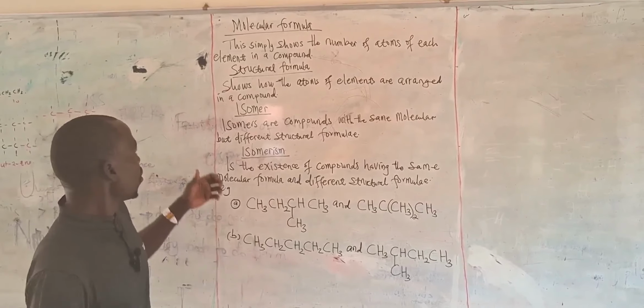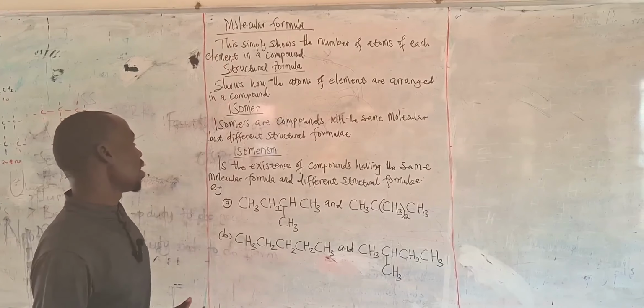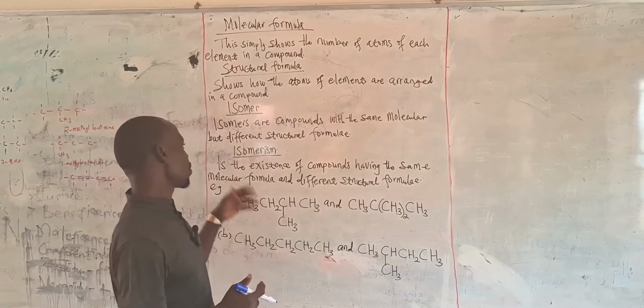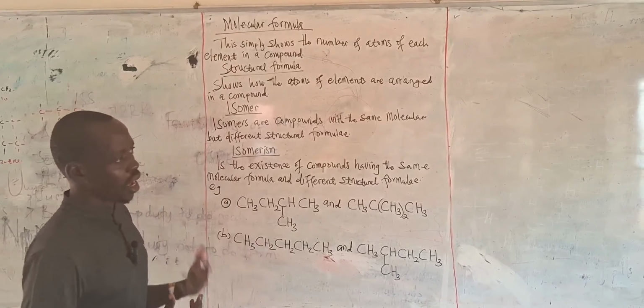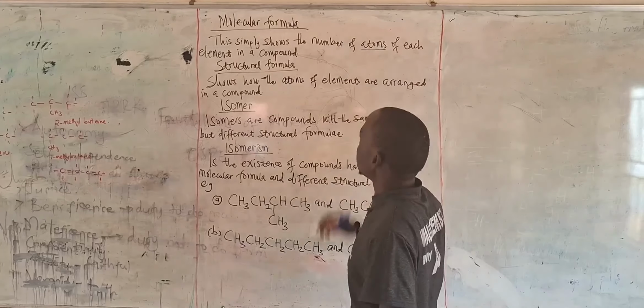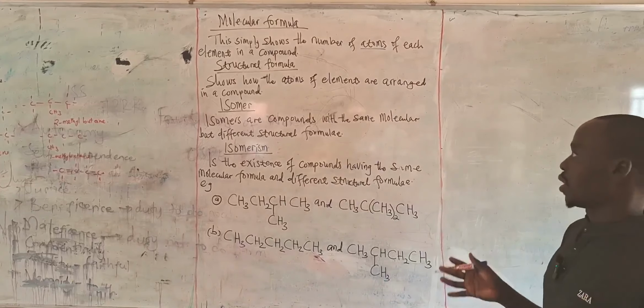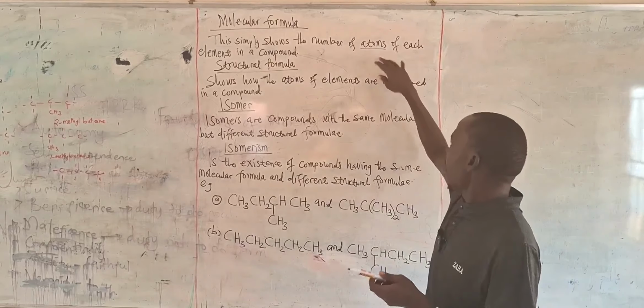Yes. So we are going to talk about the molecular formula, the structural formula. Then at the same time, we're going to talk about the isomer and isomerism. So when they say molecular formula, this is the formula which shows the number of atoms of each element in a compound. So molecular formula just shows for us the number of atoms.